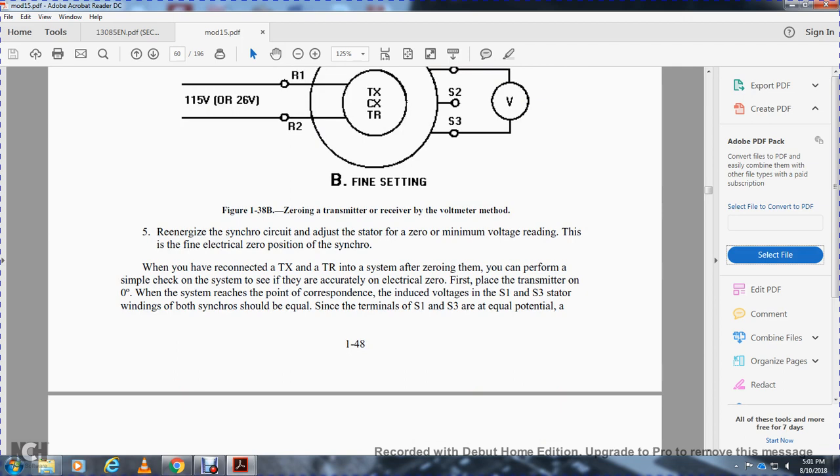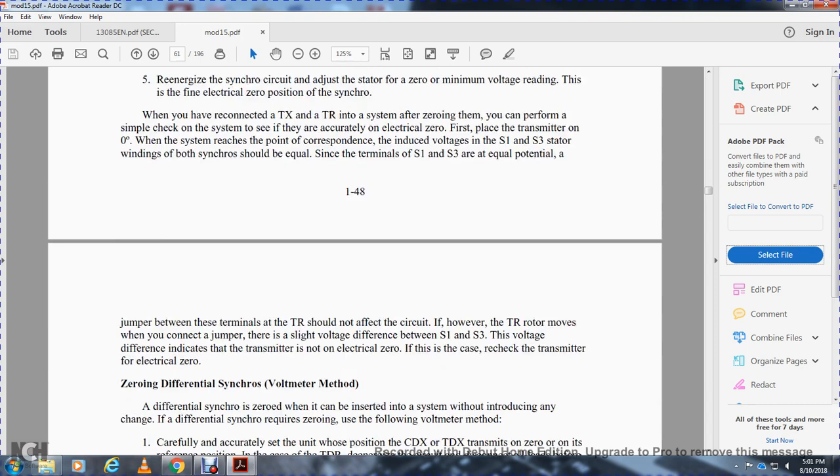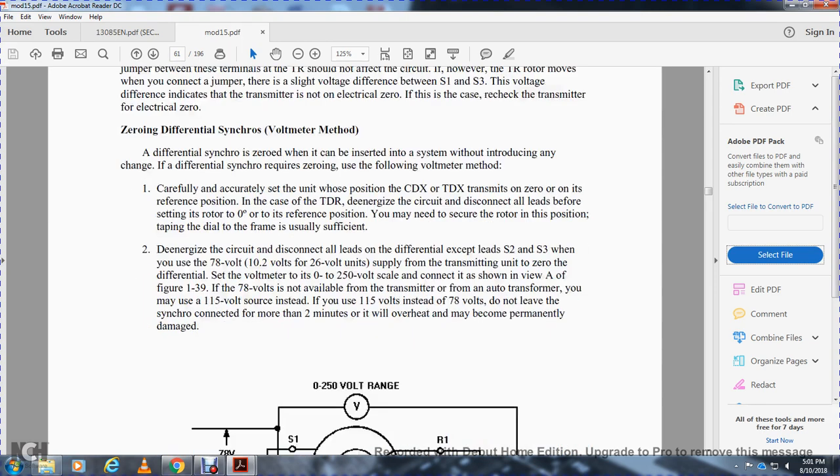You have connected the torque transmitter with the torque receiver. After zeroing the system, you can perform a simple check to see if they are accurately at electrical 0. For the first plate, the transmitter is on the 0 of the system, and you reach the point corresponding to the voltage of stator 1 and stator 3. The voltage between stator 1 and stator 3 should be equal, at equal potential. A jumper between the terminals of the torque receiver should not affect the circuit. If the rotor moves when connecting a jumper, there is a slight voltage difference between stator 1 and stator 3. The voltage difference indicates the transmitter is not at electrical 0, so recheck the transmitter electrical 0.